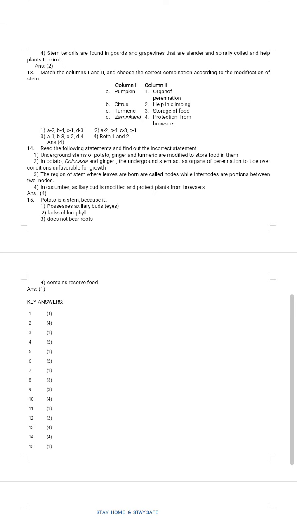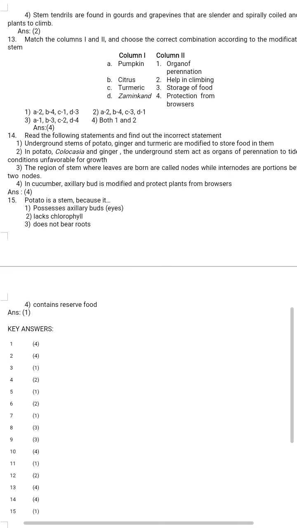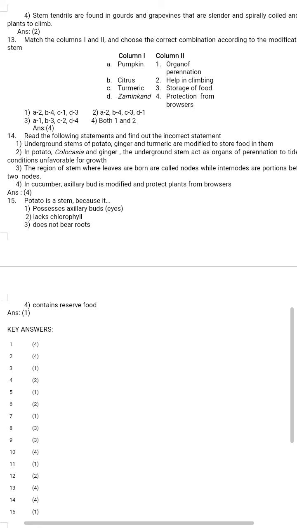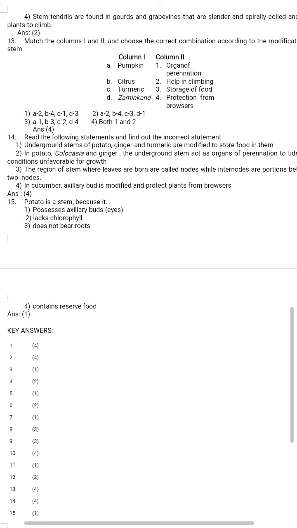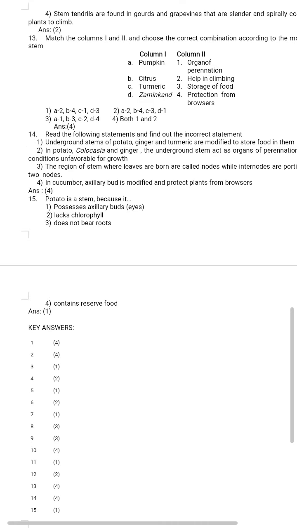And next 15th question, last one. Potato is a stem because option 1, it possesses axillary buds, also called eyes. 2, lacks chlorophyll. 3, does not bear roots. 4, contains rich food. So here we need to identify why potato is a stem. The correct answer for this question is 1, possesses axillary buds or eyes. Because of this we can consider it a stem, not a root. So the correct answer is option 1.